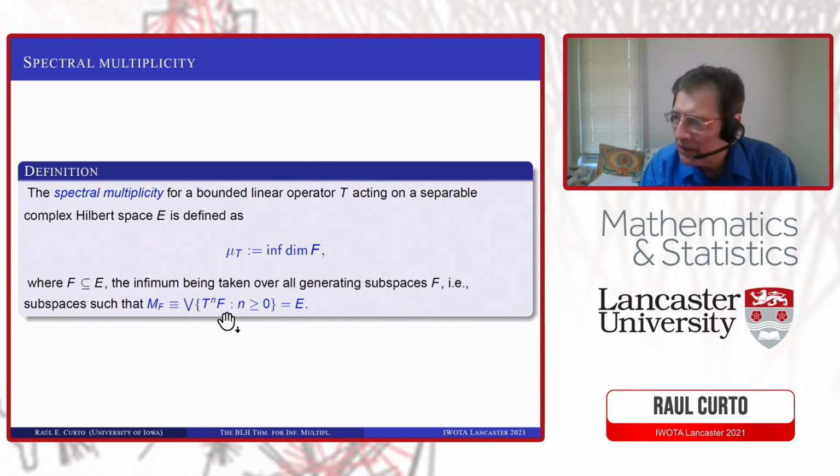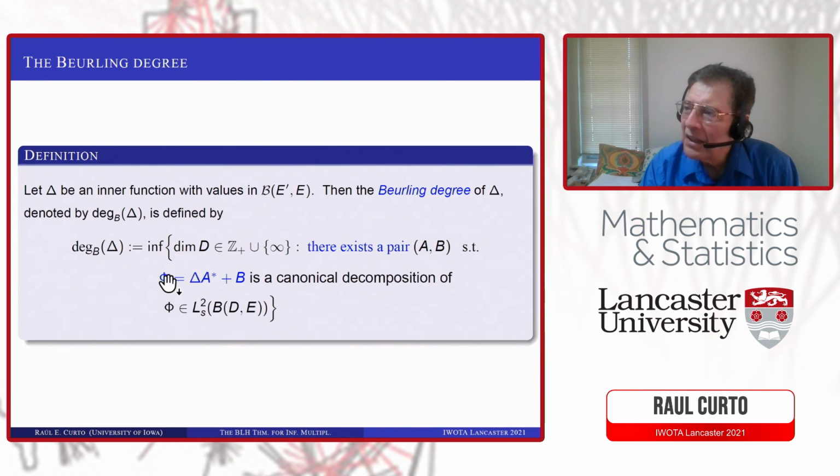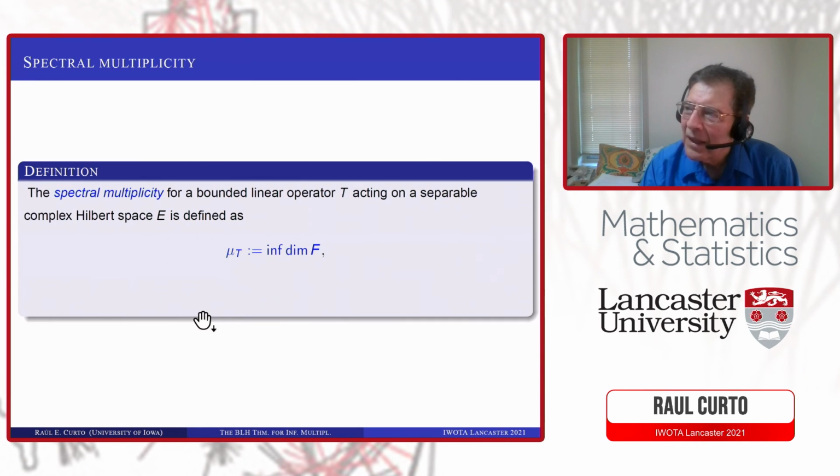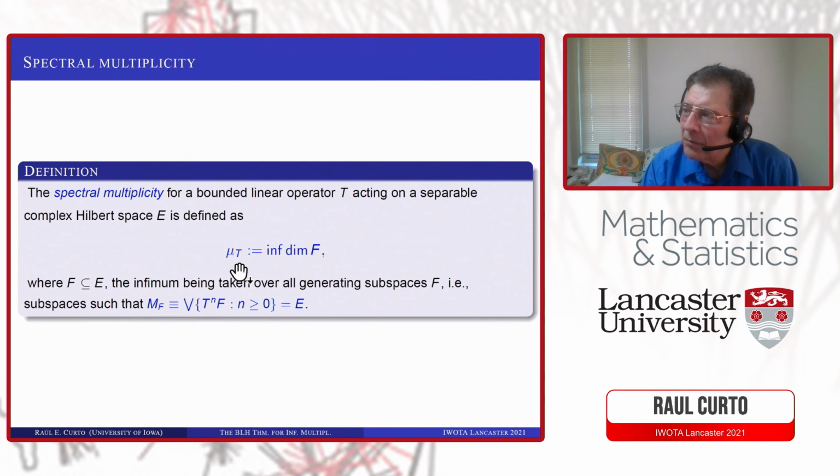This is kind of the orbit, if you like, under the action of T. And look at the infimum of all the dimensions, the smallest dimension possible that still recovers E, and that's the spectral multiplicity. So once again, Beurling degree is given in terms of the dimensions of all of these Ds, which allow for a decomposition delta A star plus B, right? And the second is just purely in terms of E and the shift operator, okay? So this is spectral multiplicity.